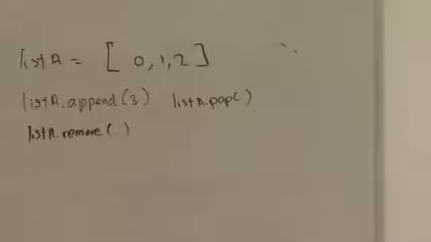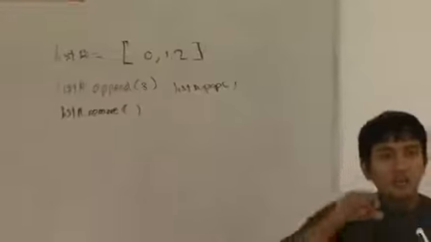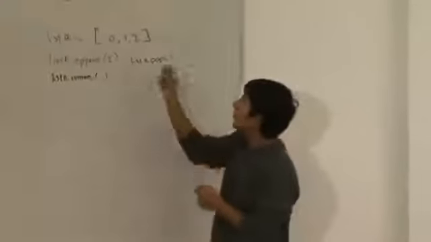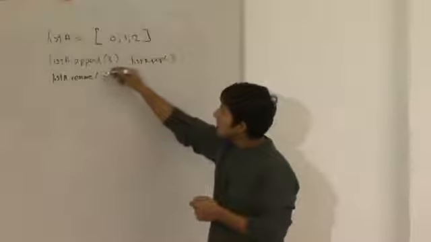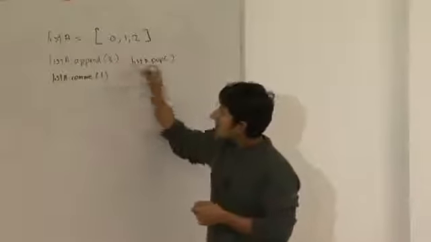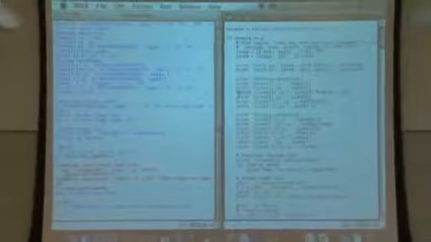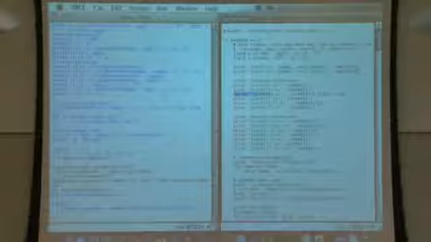Okay? So remove can be used to remove a particular element. So here, suppose we want to remove 1. So we could say list A remove 1. In this example, actually, I have commented out this line. This would be an error if I execute. Why?